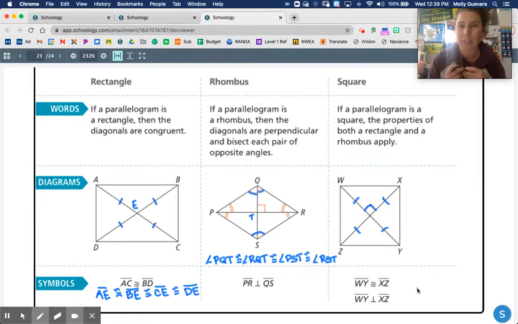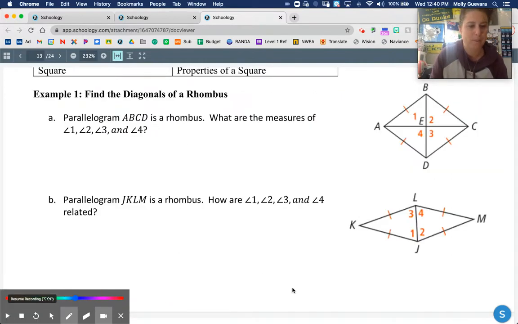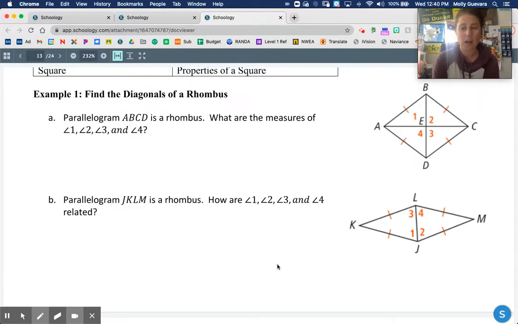What we're going to do now is look at some problems involving these properties. So we're going to go back to section 6.5 and look at example 1. Okay, so here we are back at lesson 6.5 in our packet. And example 1 says we're finding the diagonals of a rhombus. So parallelogram ABCD is a rhombus. What are the measures of angle 1, 2, 3, and 4?